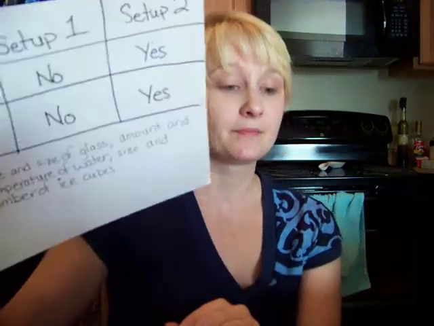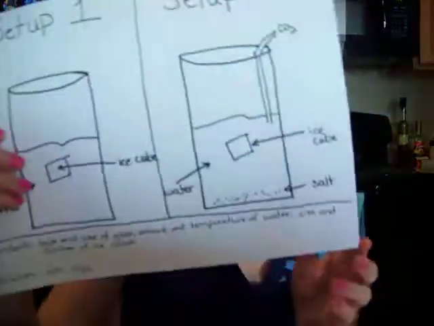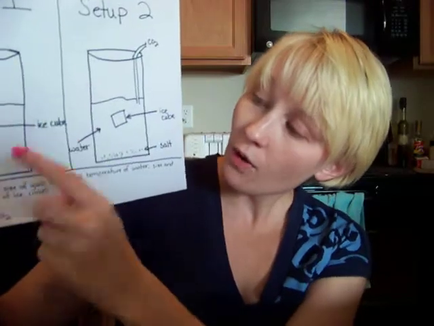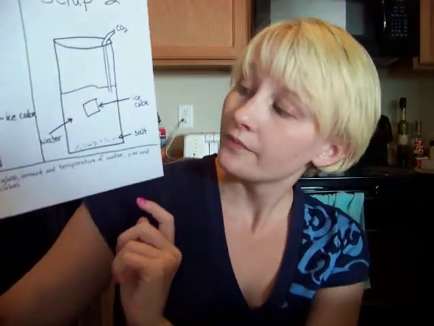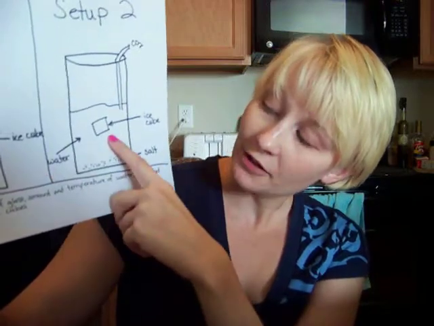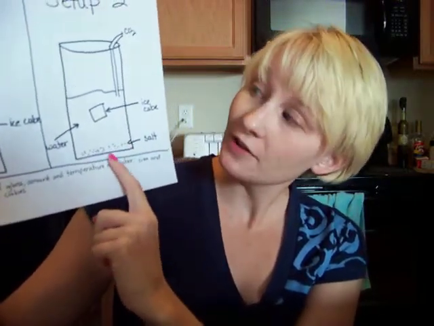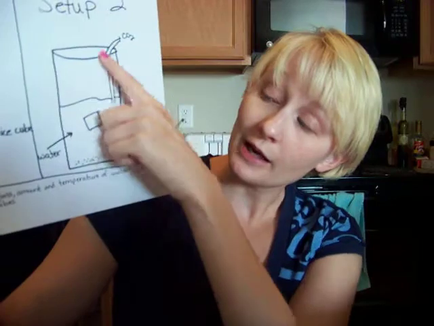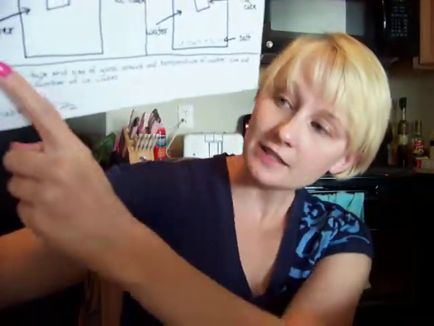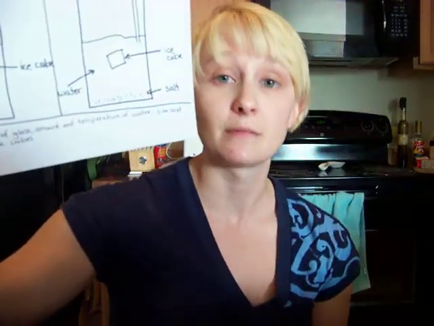of ice cubes. Now, if I didn't want to do a chart like that, I could go ahead and just show what I did using pictures. In setup 1, I show that I have a glass, water, and an ice cube. In setup 2, I show that I have a glass, water, and an ice cube. But I also show that I have salt and CO2 that I blew in through the straw. Again, the constants are down here, and in this case I have to list the variables because I didn't list them in a chart.